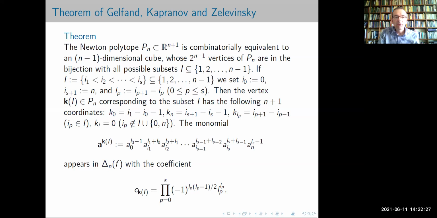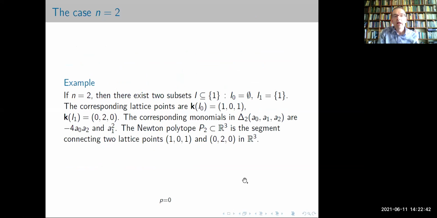And my first goal today will be to explain how to prove this theorem using ideas from tropical geometry. Let me explain. This is maybe an illustration of this general statement, for the case n equals two. For a quadratic polynomial, we have a set consisting of only one element, and subsets that are either empty or the whole set. So there are only two possibilities to choose.